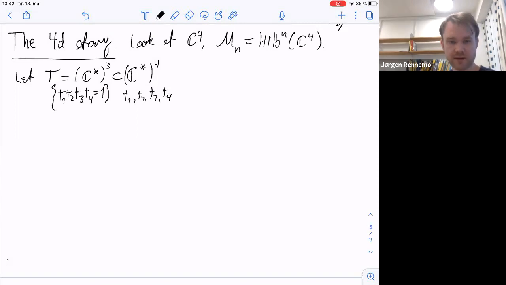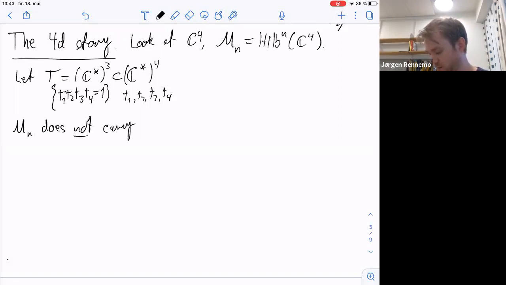So that wasn't necessary. Preserving the volume form wasn't necessary in the 3D case. It turns out to be necessary in the 4D case. So if you want to run the same story of producing, say, Donaldson-Thomas invariants, you quickly run into problems of a very simple sort, which is that this thing does not carry a perfect obstruction theory.